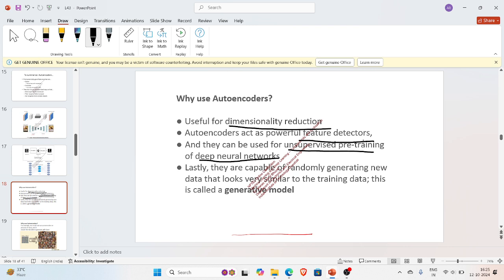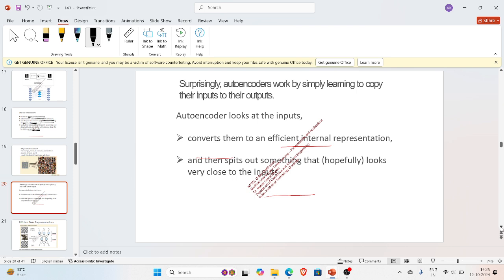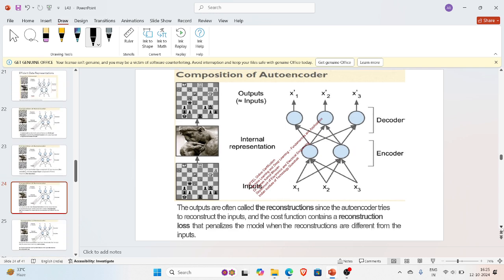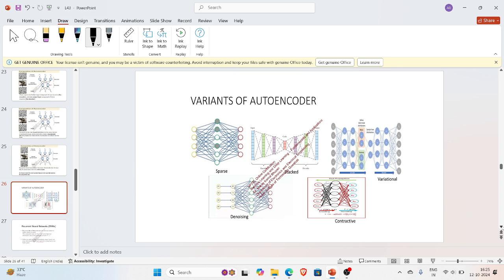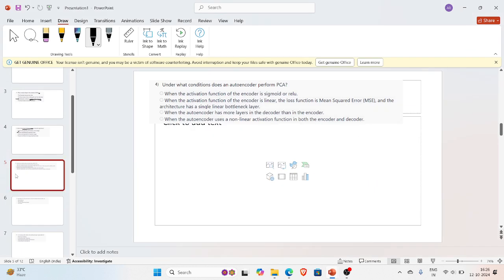After that, modern generative models like diffusions can be used. It can also be used as generative models, as we have seen with variational autoencoders. These are the various varieties of autoencoders: sparse, stacked, variational, denoising, and contractive. So we finished the little introduction of autoencoders here.